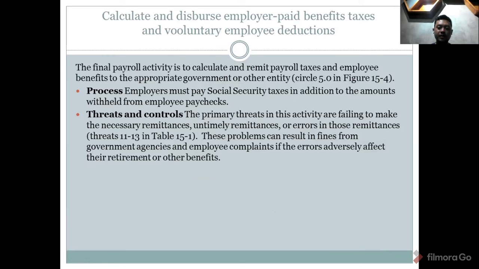Calculate and disburse employee paid benefits, taxes, and voluntary employee deductions. The final payroll activity is to calculate and remit payroll taxes and employee benefits to the appropriate government or other entity. First, the employer must pay social security taxes in addition to the amount withheld from employee paychecks. Threats and controls. The primary threats in this activity are failing to make the necessary remittances, untimely remittances, or errors in those remittances. This problem can result in fines from government agencies and employee complaints if the errors adversely affect their retirement or other benefits.